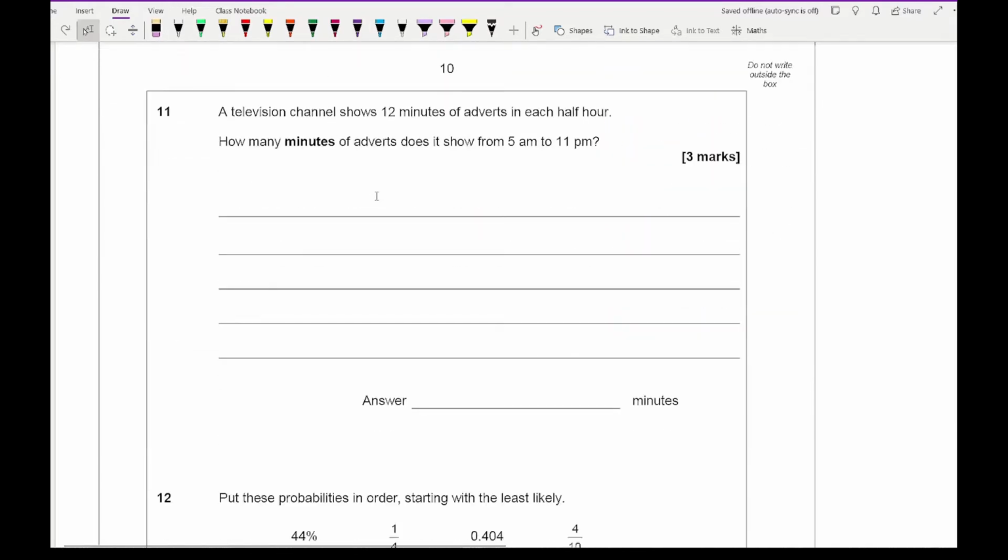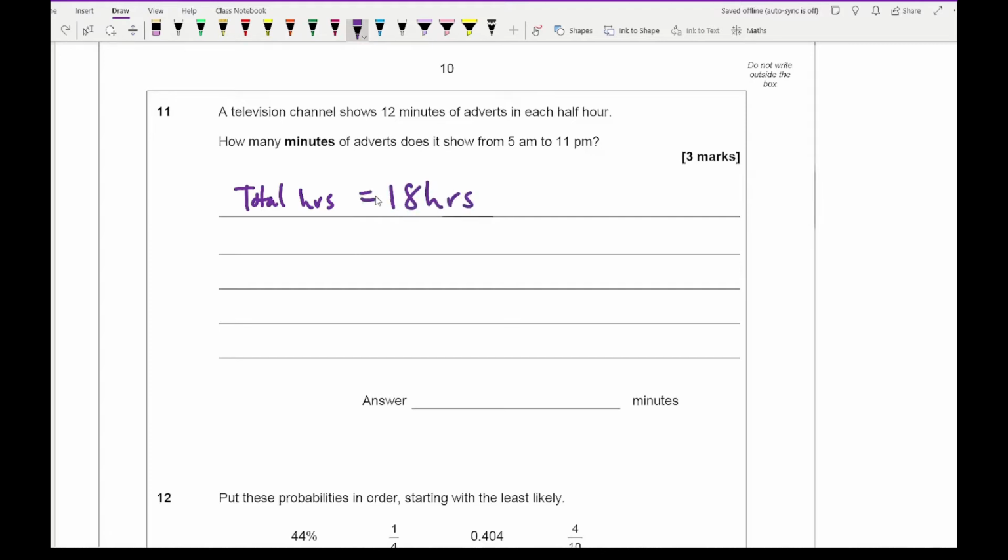Then moving on to question 11, it says that a television channel shows 12 minutes of adverts in each half an hour. How many minutes of adverts are shown between 5 a.m. and 11 p.m.? So the first thing we want to work out is the total number of hours between those two times. So here we've got 6, 7, 8, 9, 10, 11, 12, 13, 14, 15, 16, 17, 18, 19, 20, 21, 22, 23. So that's going to be 18 hours.